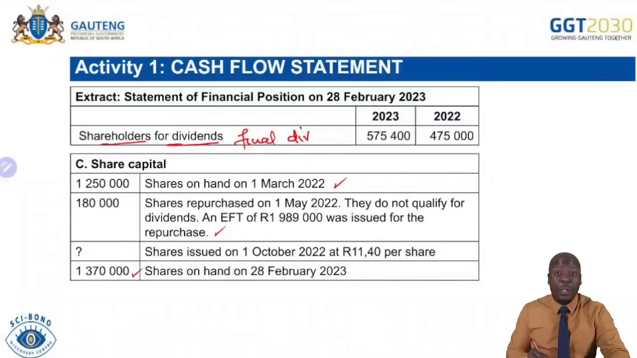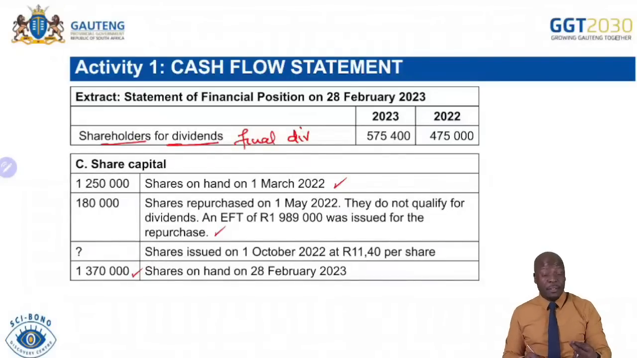These are your final dividends. Remember, we have two types of dividends. We have the interim dividends, which are paid. Interim, paid. Then we have the final, declared, recommended. This is all one and the same thing. Final dividends are not paid, but they are declared. They'll only be paid in the next financial year.